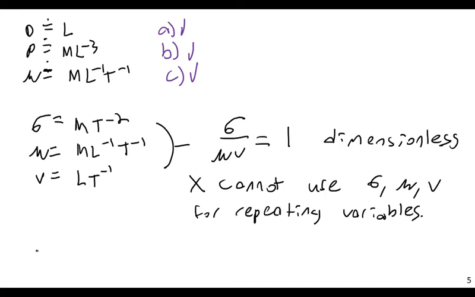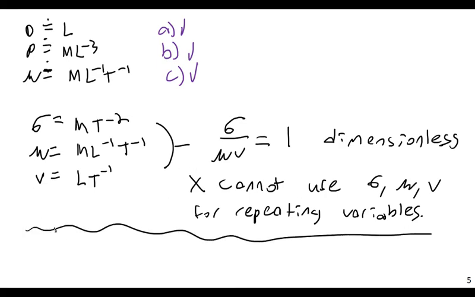Now, just going forward here for my example, I'm just going to use a diameter, maybe diameter, rho, and velocity.